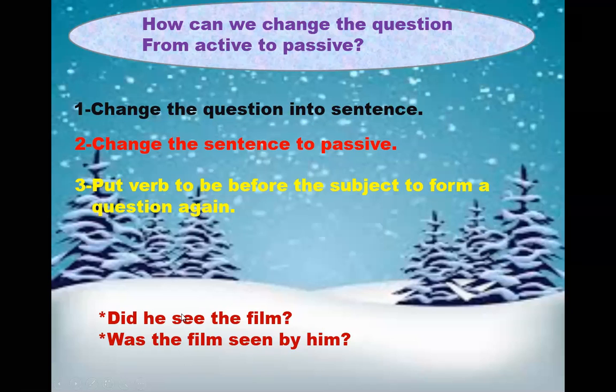Does she like milk, for example? How can we transform this active question to be passive? We will get a suitable verb to be according to the sentence. Does means present simple, so we will write is. Is milk liked by her? Or is milk liked? This is the way we change the active question into a passive question.